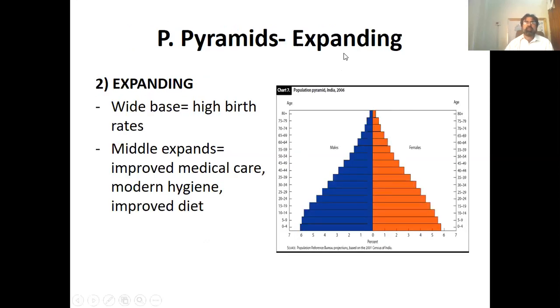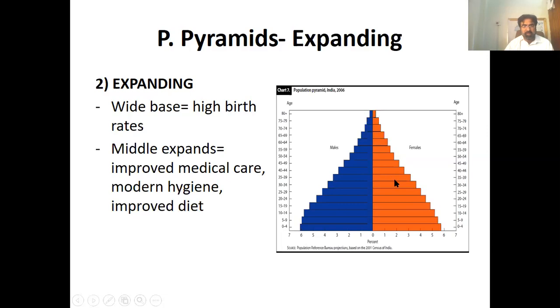Now this is another pyramid which is expanding at the base and slightly expanded as compared to the first one. Wide base, high birth rate, middle expands: improved medical care, modern hygiene, and improved diet. In the previous pyramid, we had a narrow middle portion, and the reason was there was less medical facility available to these people, and their life expectancy was decreased, due to which they died earlier.